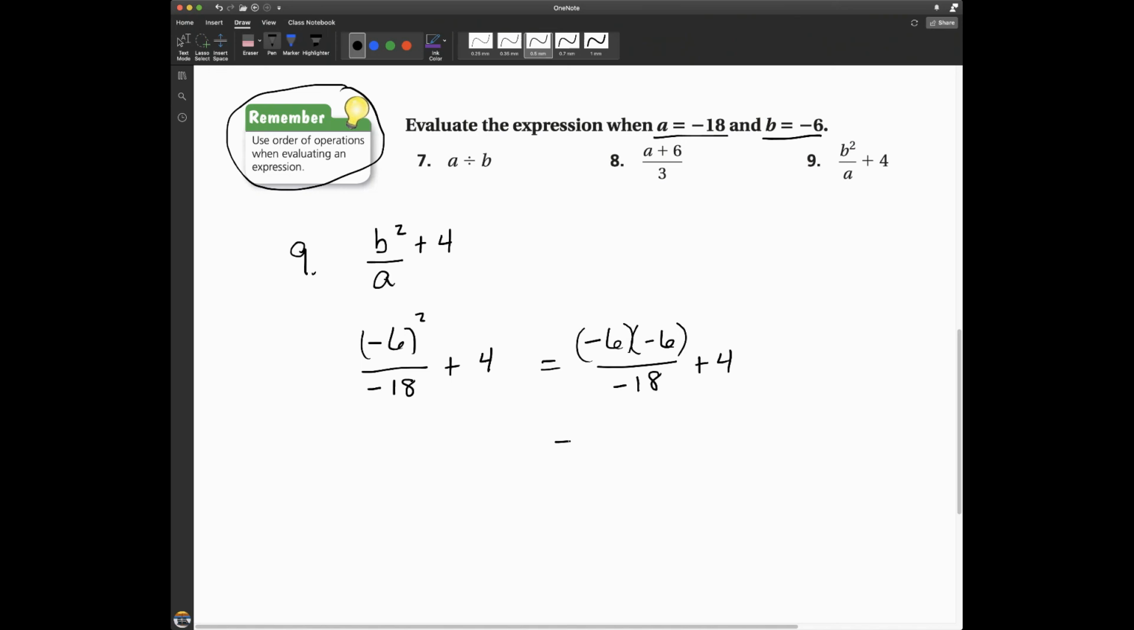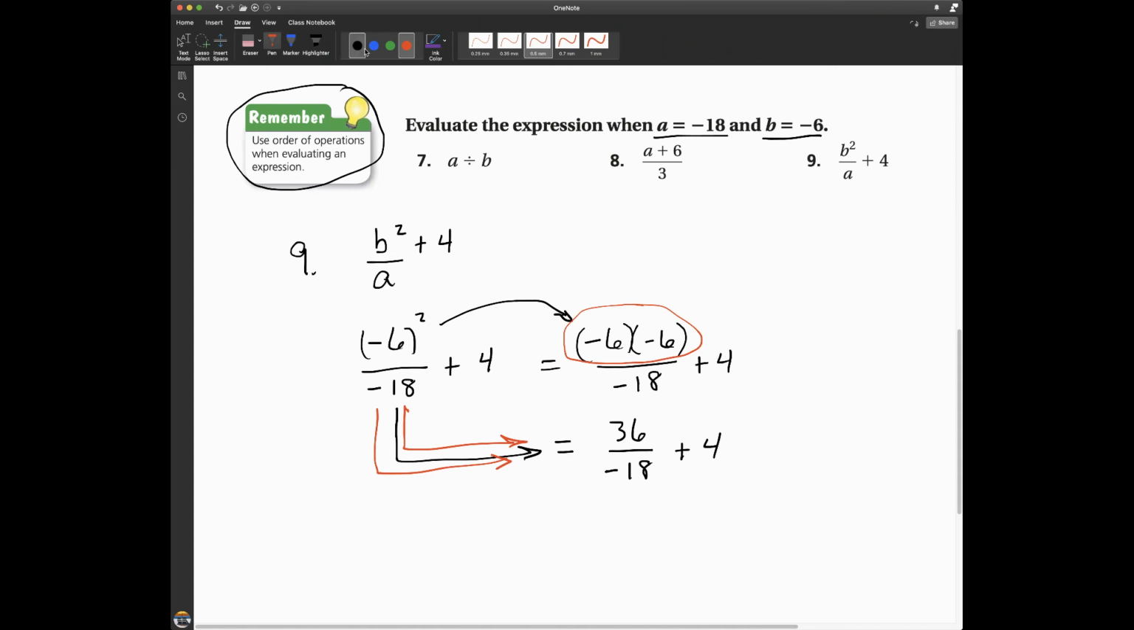All right, and that equals negative 6 times negative 6, same sign, positive answer. That's divided by negative 18, and then I'm adding 4. So I went from this step to this step. What I'd like you guys to do is go from this step straight to here. I show this step just because I want to remind people that negative 6 to the second power is what you're doing.